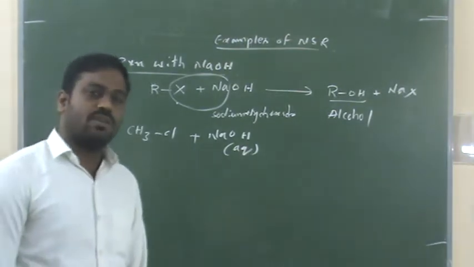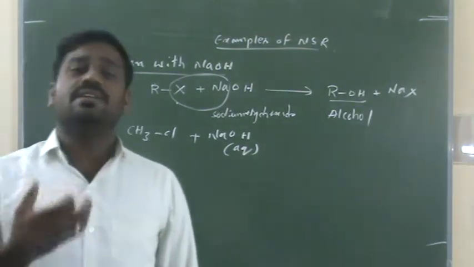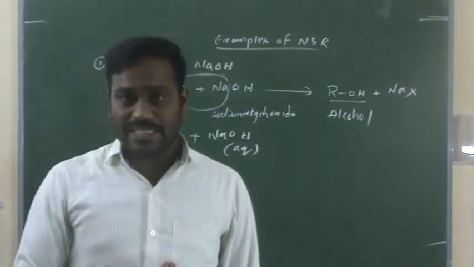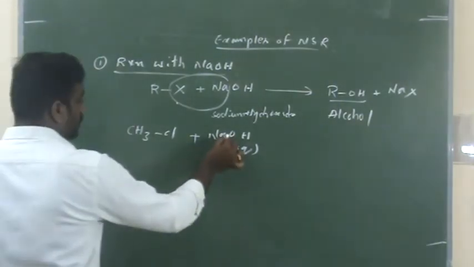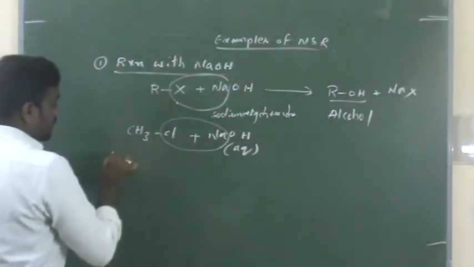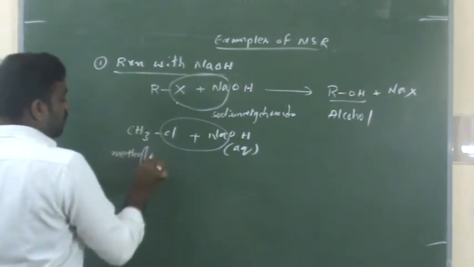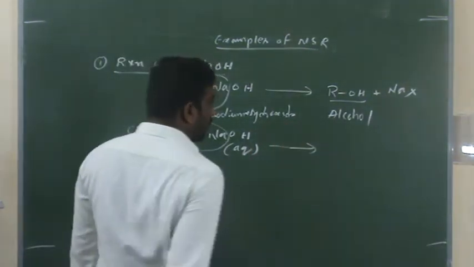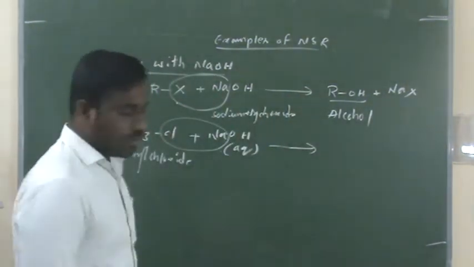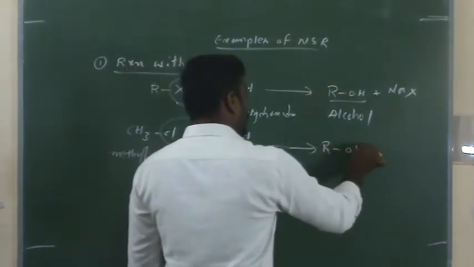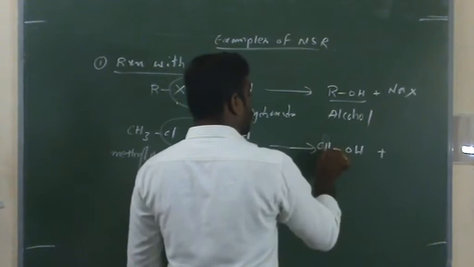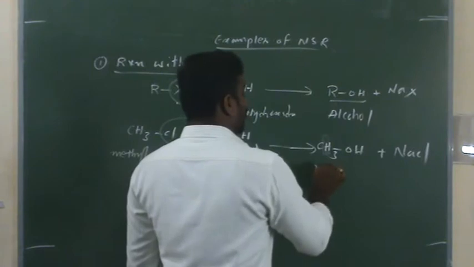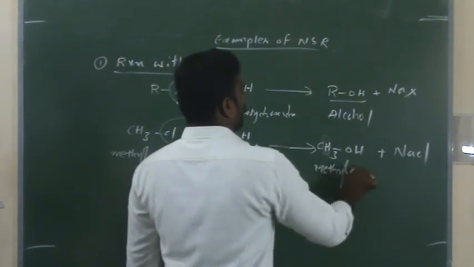The meaning of aqueous NaOH is that sodium hydroxide pellets are dissolved in water. Then it is converted into aqueous NaOH. Then this aqueous NaOH reacts with CH3Cl. The CH3Cl is called methyl chloride. When methyl chloride reacts with aqueous NaOH, as we discussed above, NaCl is removed and we get CH3OH and NaCl. Now this CH3OH is called methyl alcohol.